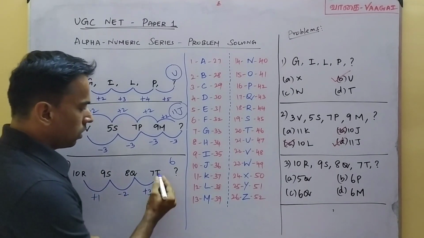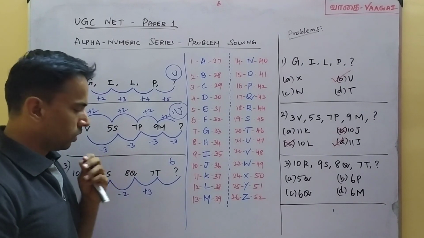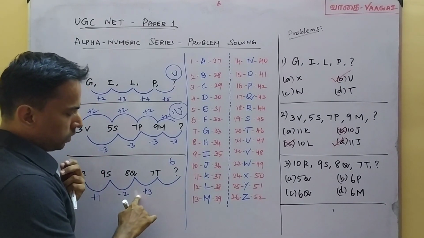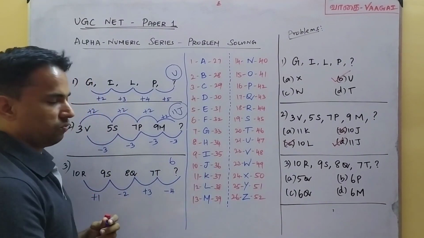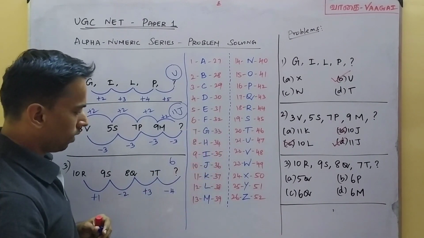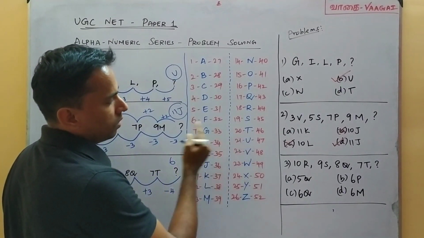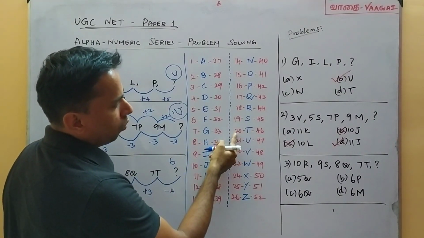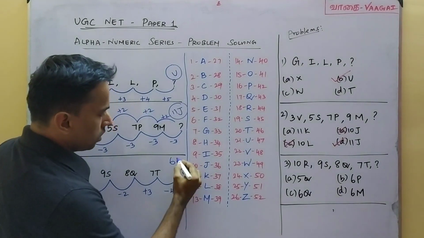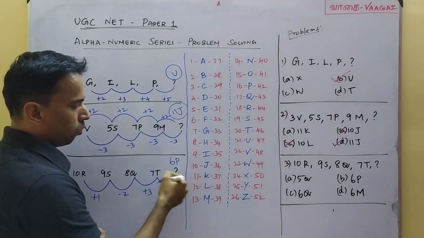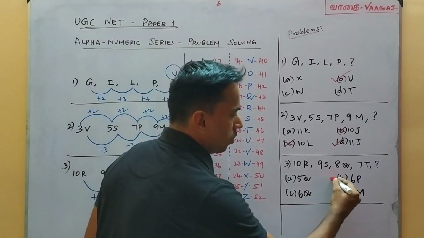So what alphabet will come there? +1, -2, +3, so our next term must have minus the next number, which is -4. Let's do it to get the alphabet. From T we need to do -4. T is at the 20th position. If I do -4 from 20, I will reach 16, which would be P, right? So the answer would be P. Our overall answer must be 6P, which is matching option B.